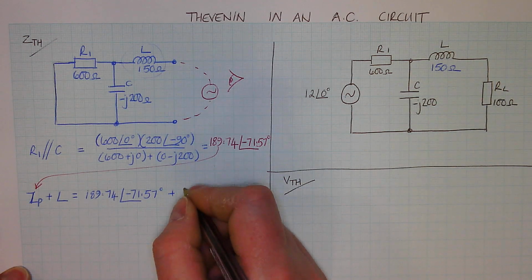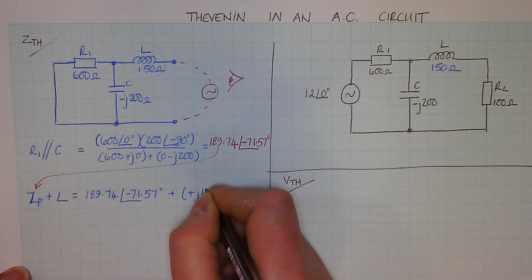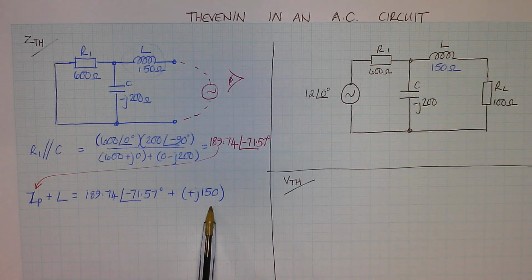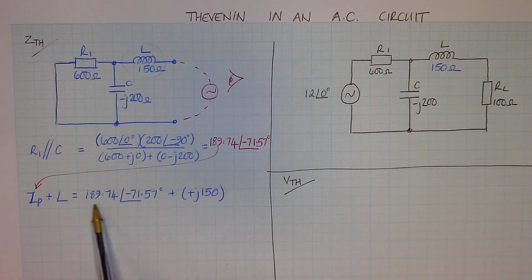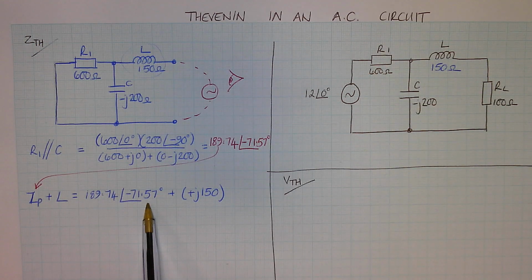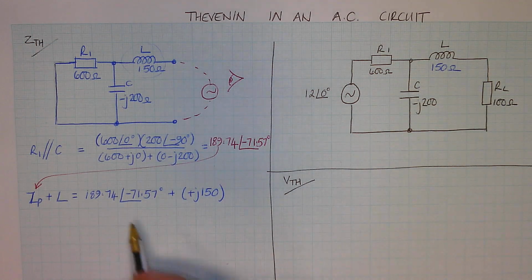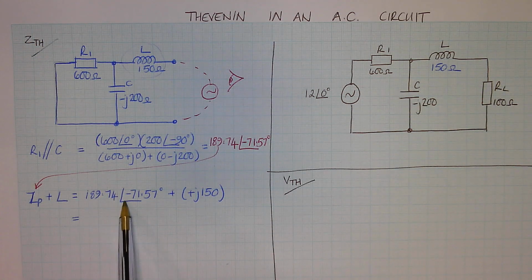So that is a J150. Now because you want to add this value to this value, you have to convert this value here into rectangular form. So when you add and subtract, you add and subtract in rectangular, and when you multiply and divide, you do it in polar. That's the next thing I'd like you to work out. Is that converted into rectangular form with that added onto it?